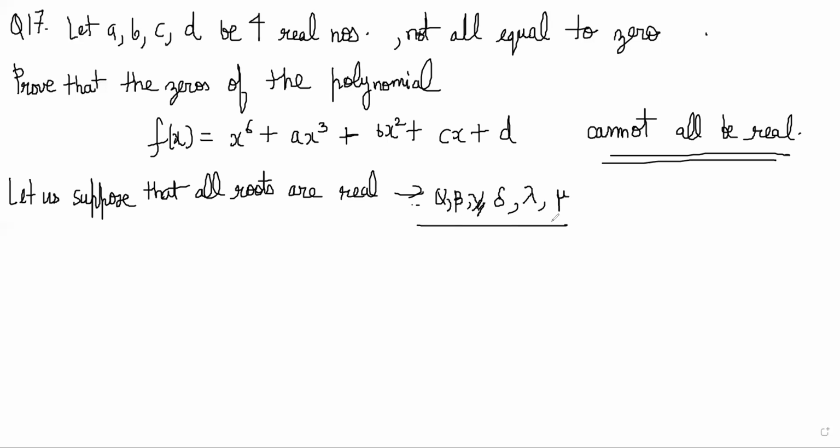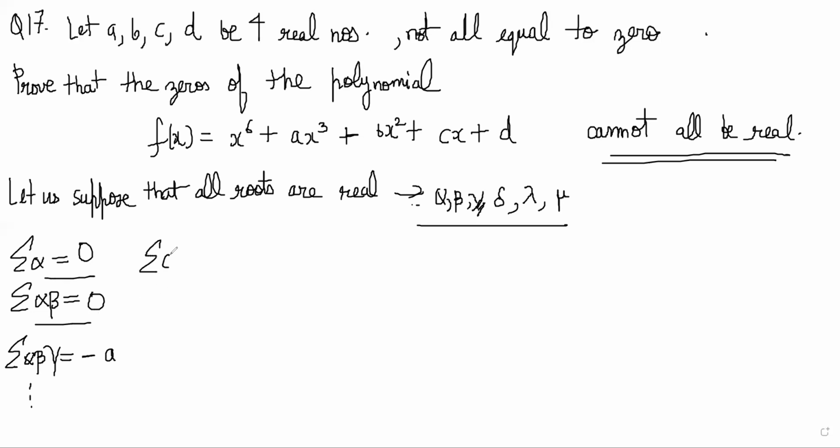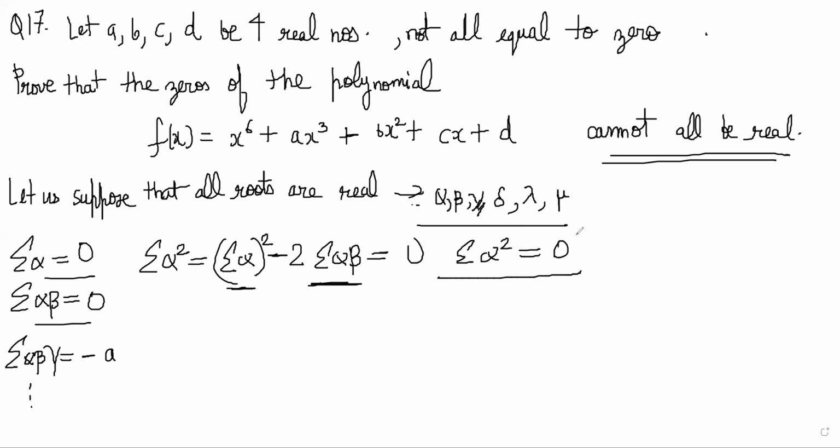These are my roots. So basically, if you do Vieta's relations here, the sum of the roots 1 at a time should be 0 because x power 5 is not there. The sum of the roots 2 at a time should also be 0 because x power 4 is not there. The sum of the roots 3 at a time is minus a, and so on. Because this is 0 and this is 0, the sum of the squares of the roots is equal to the sum of the roots alpha whole square minus 2 summation alpha beta. But this is 0 and this is 0, right? So we are getting sum of alpha square is 0, right?